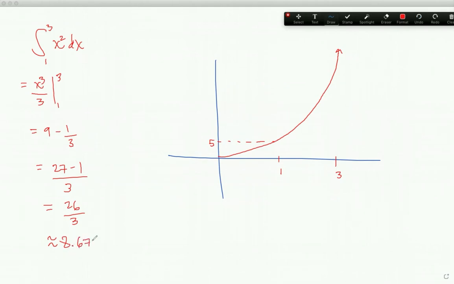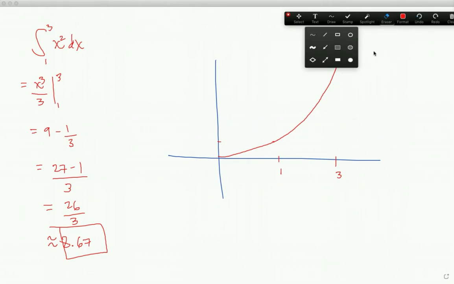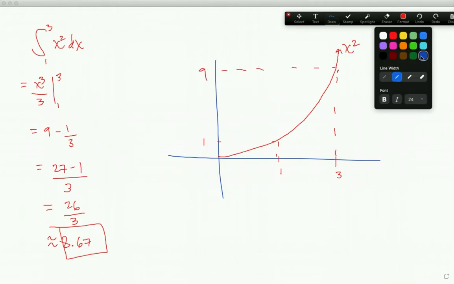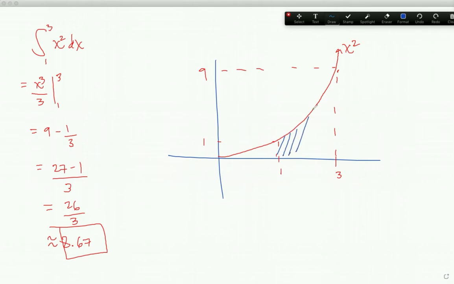Okay. Now, this is the exact area for the function. I'll keep my drawing and I'll just call it x squared. So this is the exact area for x squared. This time we know at 1 it's 1, at 3 it's 9. So the number we just wrote down is the exact area above the x-axis, below x squared, from x equals 1 to x equals 3.